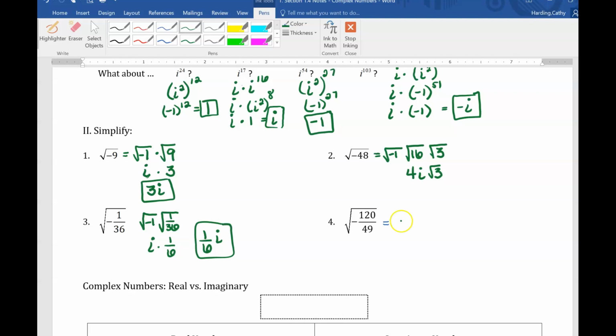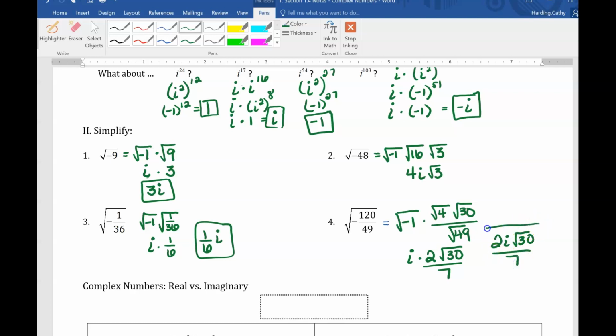Last one, number 4. This is just going to take some thought of what the largest perfect square is that divides into 120. The largest perfect square that divides into 120 is just 4. So this is the square root of 4 times the square root of 30, all over the square root of 49. So we have an i, 2, square root of 30, and 7. The way you will see that written is 2i root 30 over 7. Kind of a funny looking number.